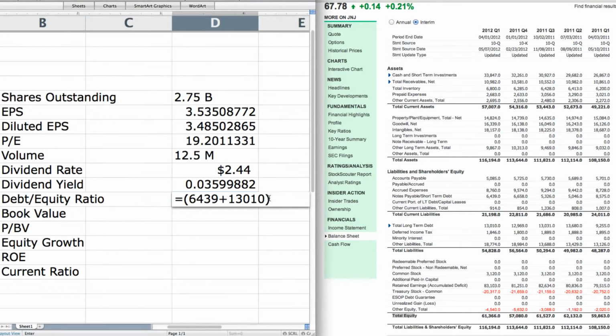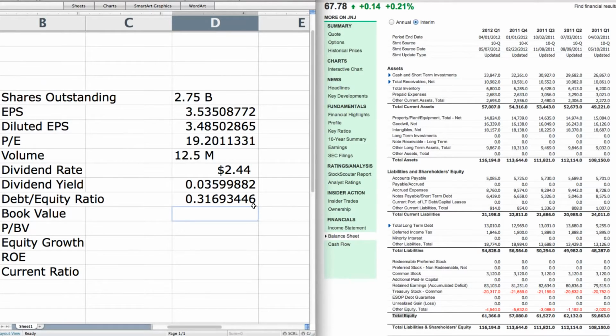So we're going to add up those two numbers, and we have to do that addition first before we do the division. That's why I have the parentheses around it. Then we're going to divide it by the total equity, which is down here at $61 billion. So we're going to put in 61,366. When I hit enter on Excel, it's going to give me the answer of 0.31. If you remember on the top level page, it was 0.32, and if we rounded this, that's exactly what we would get. So that's how your debt to equity ratio is calculated.